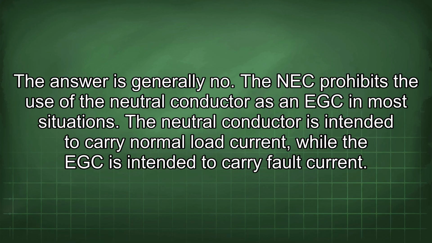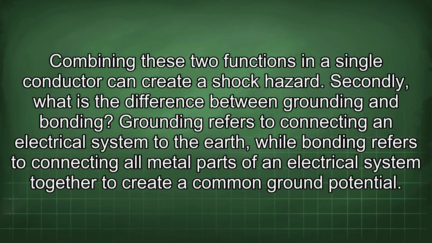The neutral conductor is intended to carry normal load current, while the EGC is intended to carry fault current. Combining these two functions in a single conductor can create a shock hazard. Secondly, what is the difference between grounding and bonding?